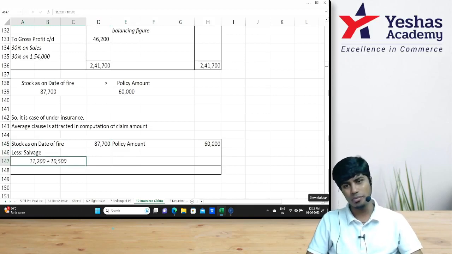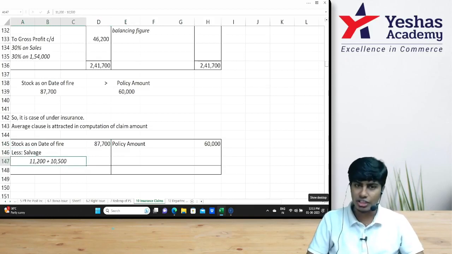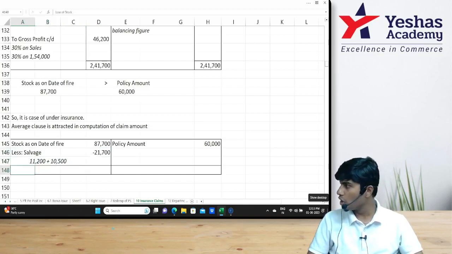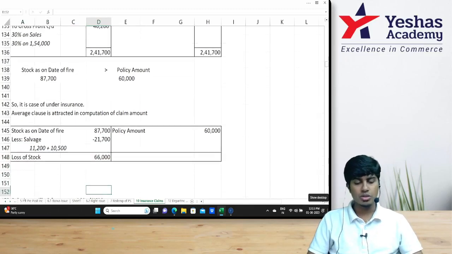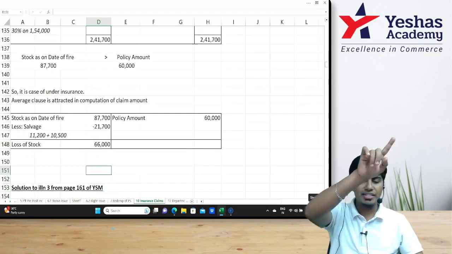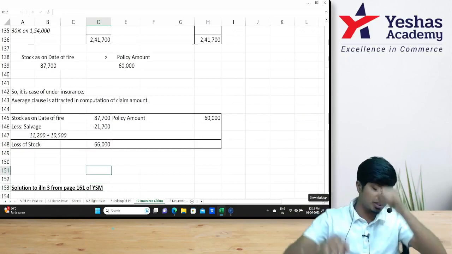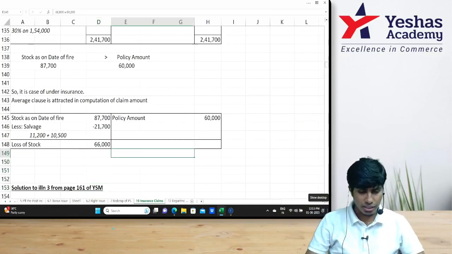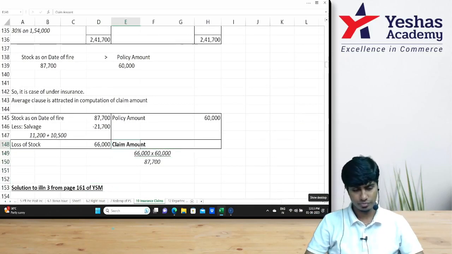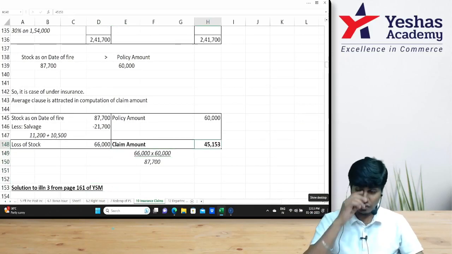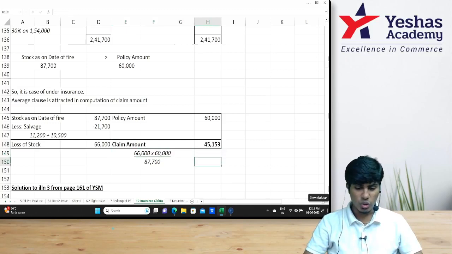Partly burnt, fully burnt, we don't care. How much money did you get by selling that stock? 21,700. So how much is your loss? 66,000. So for 87,700 the policy is 60,000; for 66,000, how much? 66,000 into 60,000 divided by 87,700. 45,100 and okay, 153. Understood?